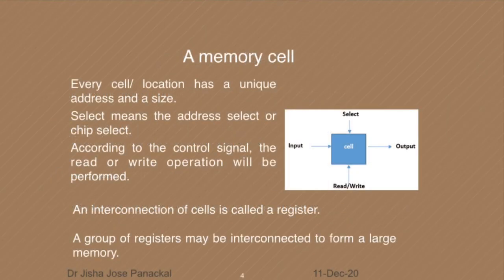A typical memory cell will look like this. It has an input and produces an output, and we have select as an input, and a read-write operation can also be mentioned. Every cell or location has a unique address and a size. Select means the address select or chip select. Read-write indicates a control signal that denotes whether a read or write operation is to be performed. An interconnection of cells is called a register.